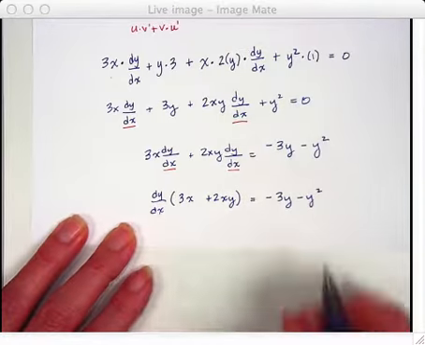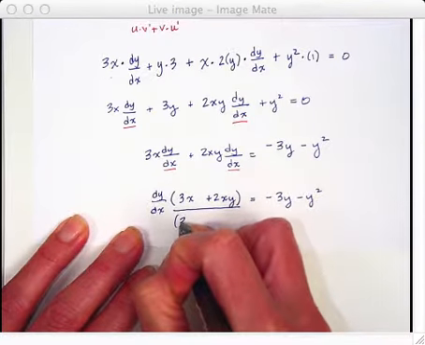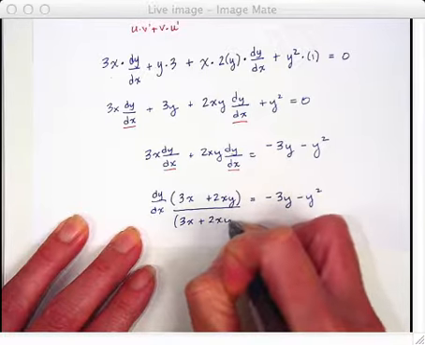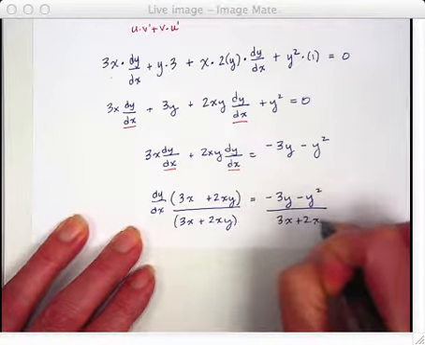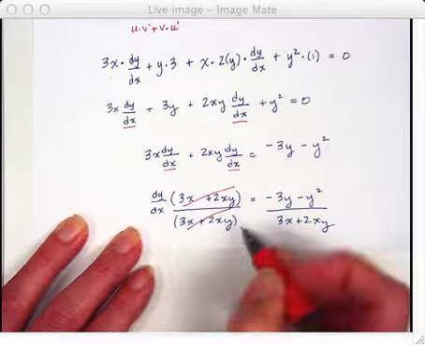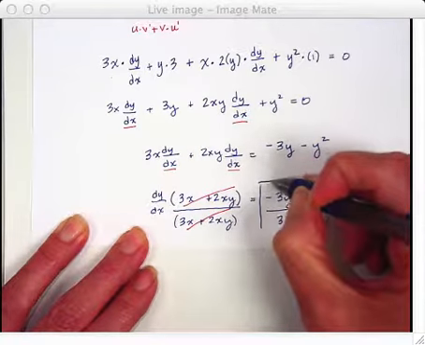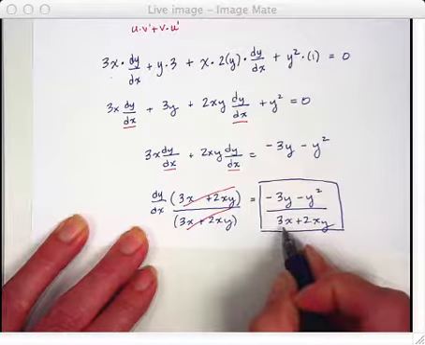So to get dy dx by itself, I'm going to divide both sides by 3x plus 2xy. And I can see these then cancel here. So dy dx equals negative 3y minus y squared over 3x plus 2xy.